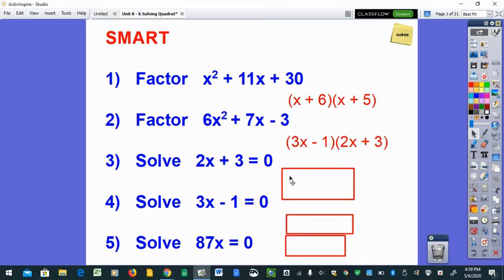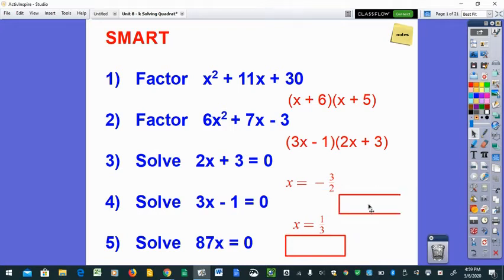Simple two-step equation here. You're going to subtract 3 and divide by 2. Answer is x equals negative 3 over 2. And it is okay to do the negative 1.5 because we're going to be talking about positioning on the graph. Here you would add 1 and divide by 3. We're talking about 1/3. Yes, it is about 0.3.